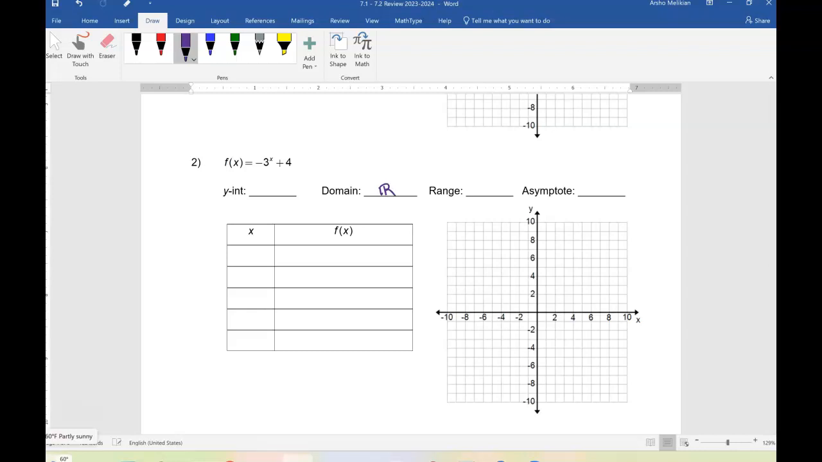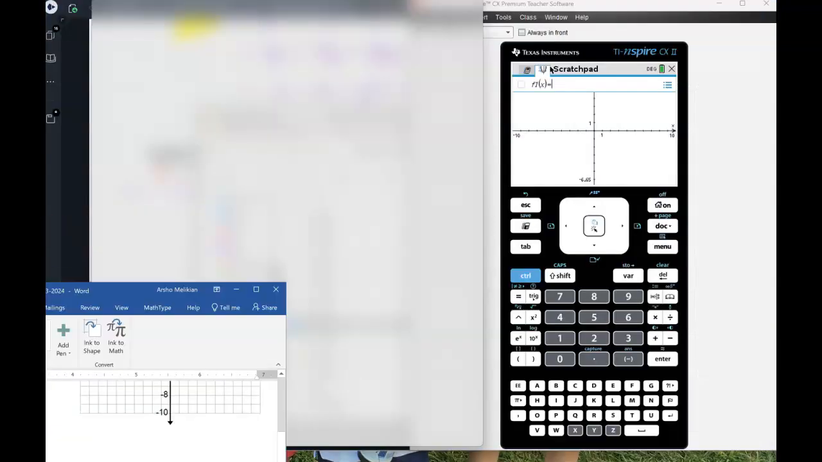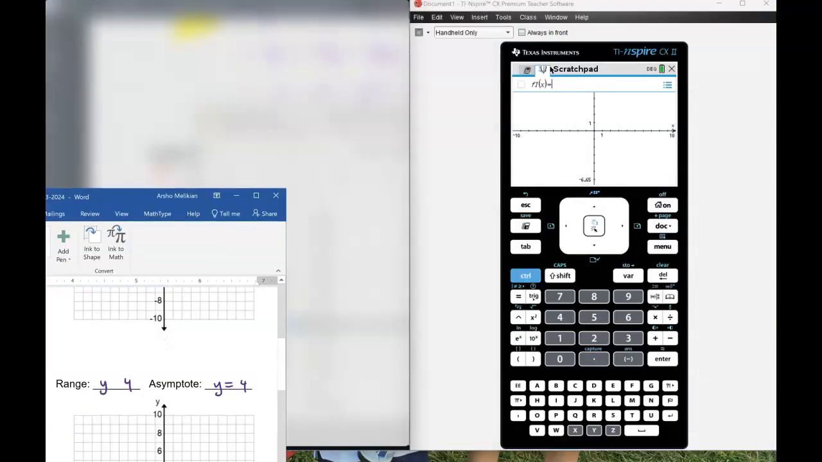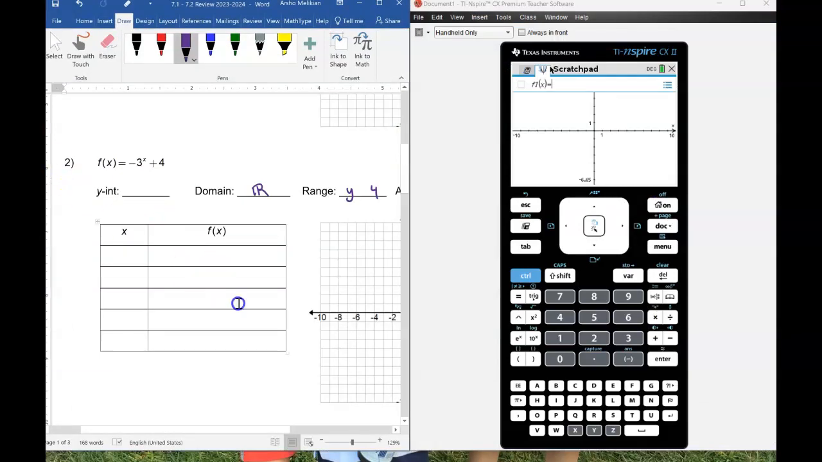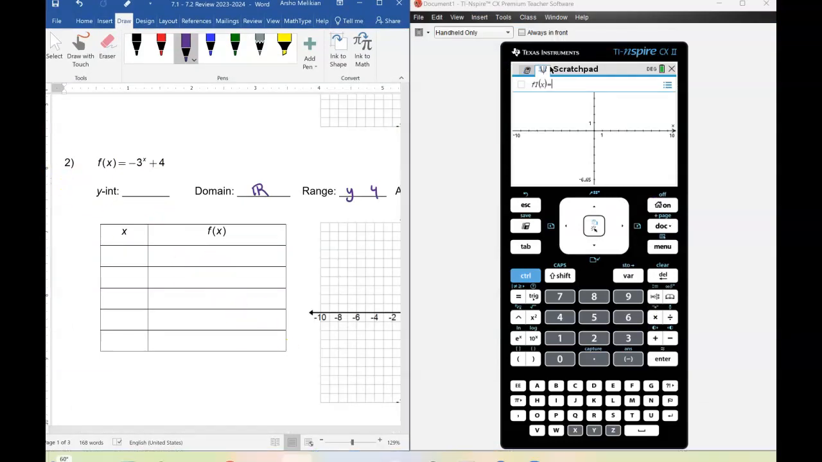The domain is always going to be all real numbers. The asymptote is going to be y equals what number? 4. And here it's going to be y compared to 4, which we can do in a little bit. If there's a negative for a function, does that mean the 4 is going to be less than? Yes. Okay, so now let's go over here.